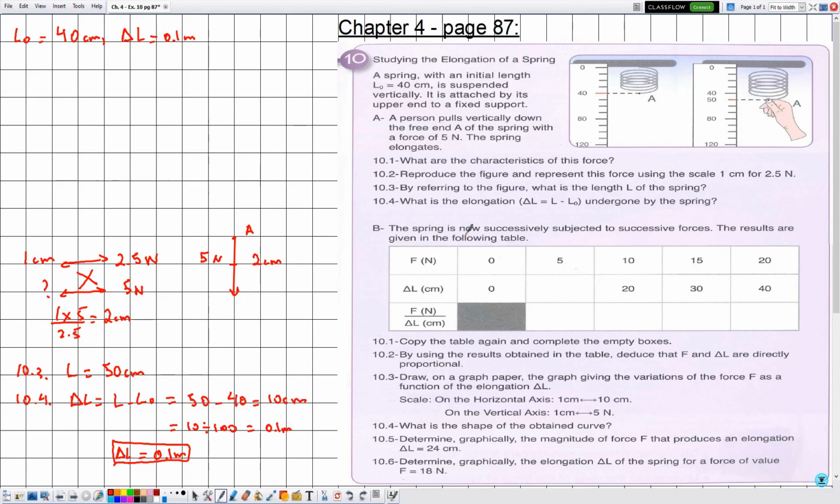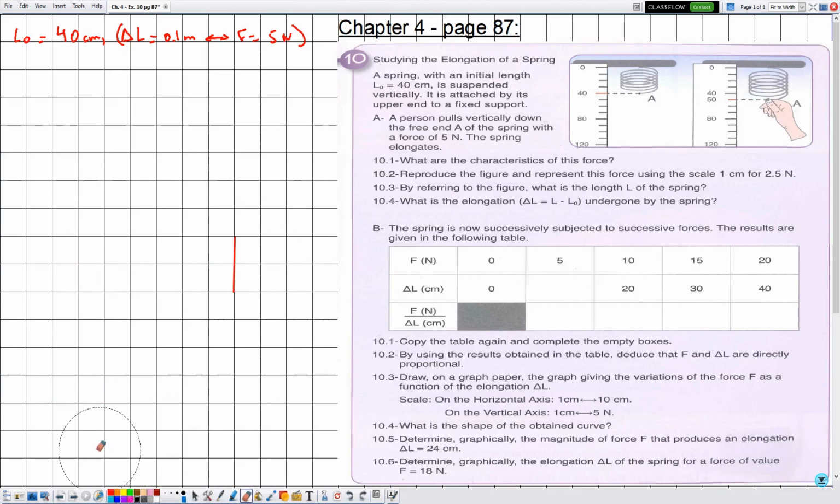Now in part B, the spring is now successively subjected to successive forces. The results are given in the following table. So here, let me write that delta L is equal to 0.1 meters, corresponds to F is equal to 5 newtons. Let me make some space here. Then now we are in part B of this exercise. They are telling me in 10.1, copy the table again and complete the empty boxes.